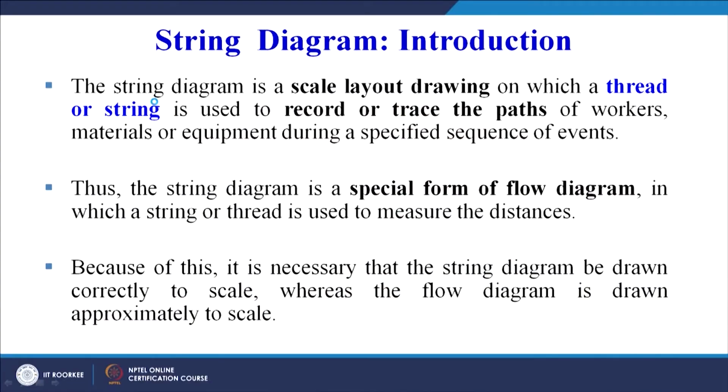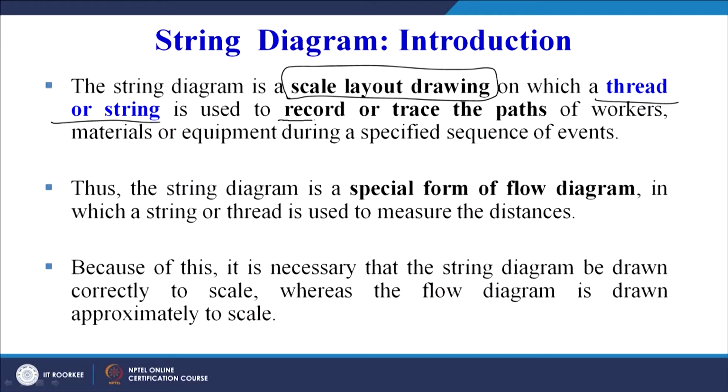So the basic definition for string diagram can be: the string diagram is a scale layout drawing. This is important. We have seen the flow diagram also, which is approximate to the scale, but the string diagram is as far as possible to the scale only. So string diagram is a scale layout drawing on which a thread, as I have already mentioned, or a string is used to record or trace the paths of workers, materials or equipment during a specified sequence of events.